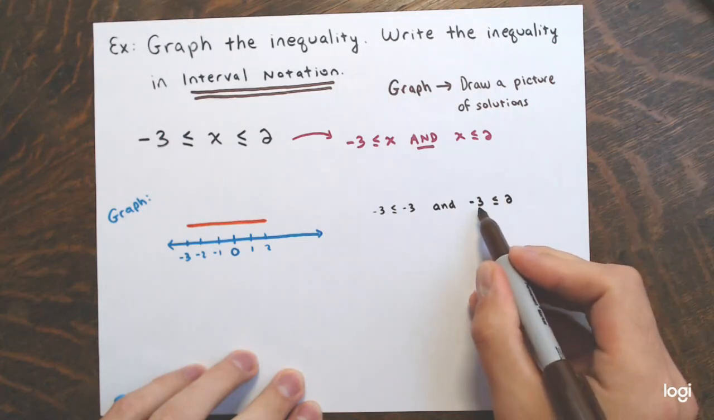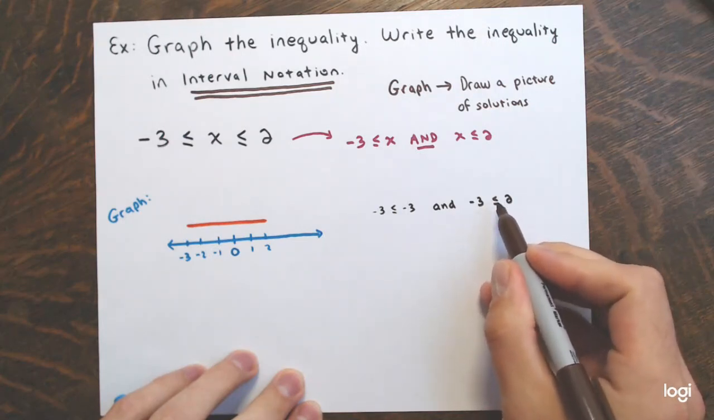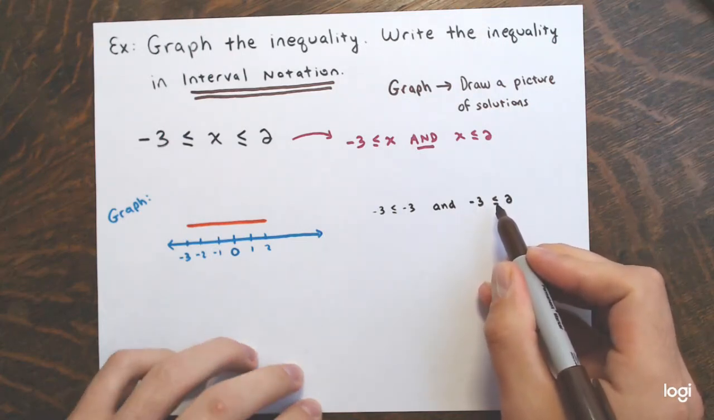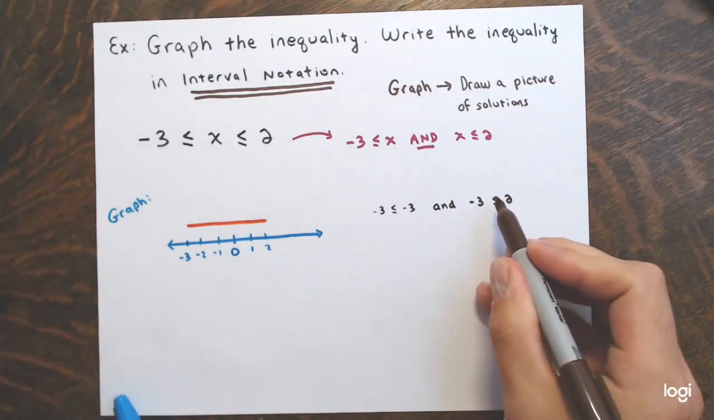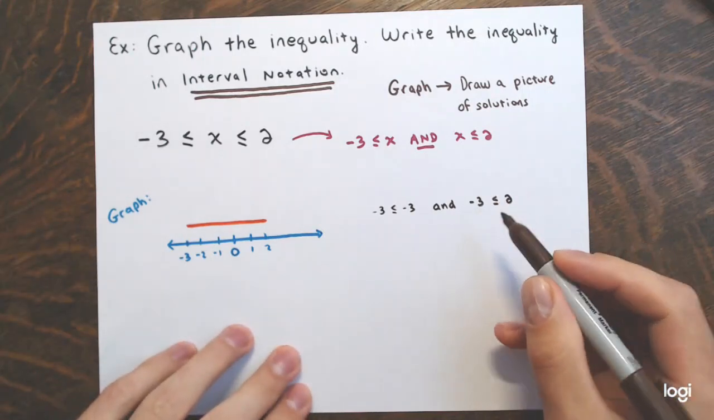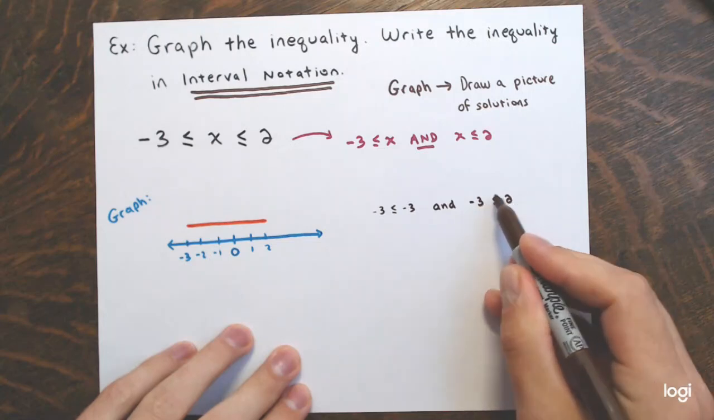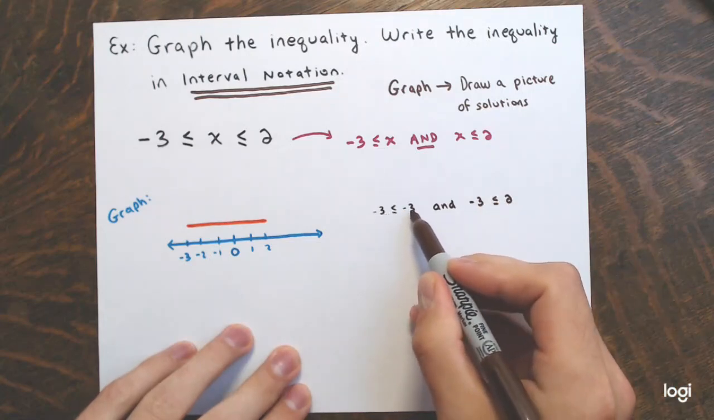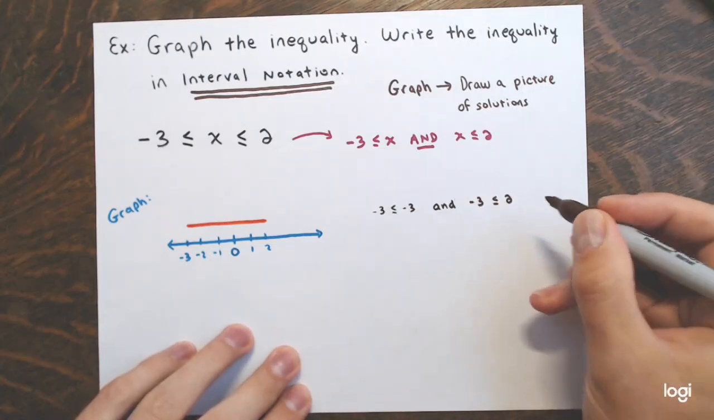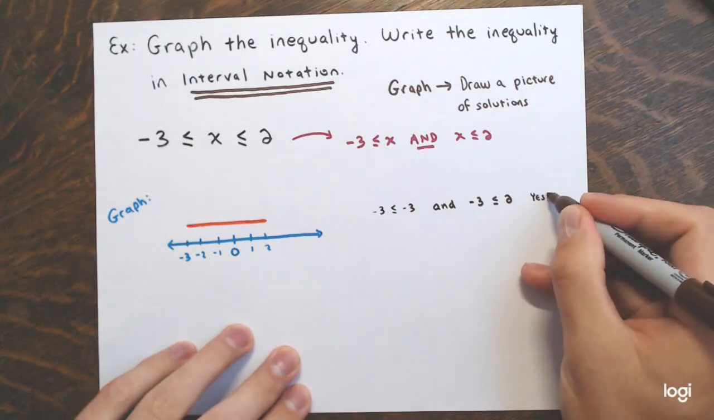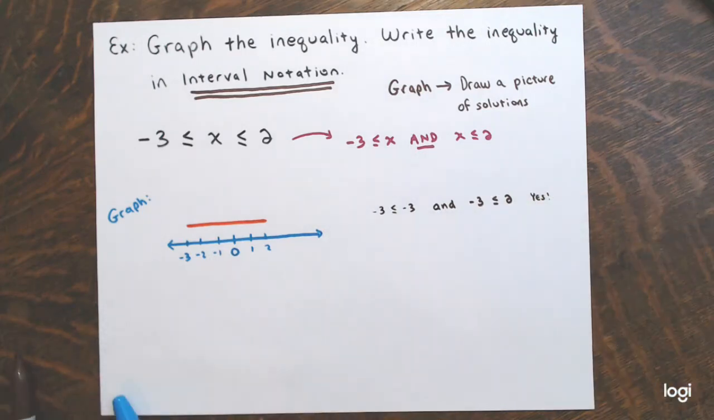Well, yes, it satisfies the less than part, right? With these less than or equal to, greater than or equal to symbols, as long as one of them is satisfied, it's true. So -3 is less than 2, that's true. -3 is equal to -3, that's true. So, yes, -3 is a solution.